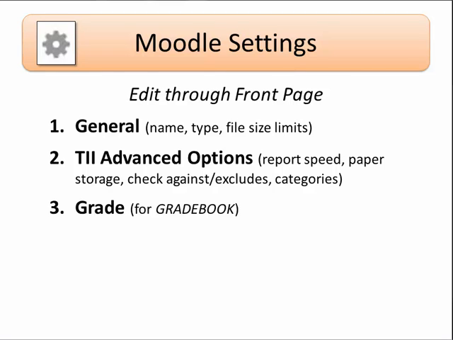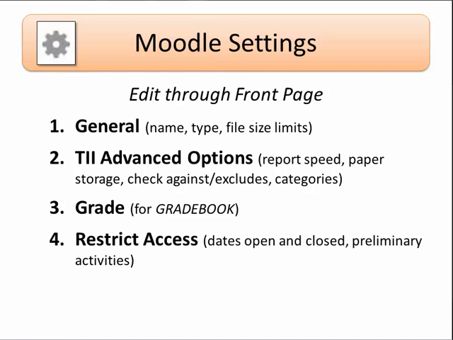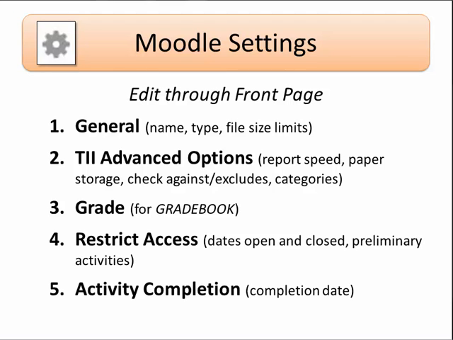and what aspects of plagiarism or grammar you wish the system to look at. As with all assignments, you can set the grade for the gradebook in Moodle, determine when the assignment link is active, allowing students to submit their work, and set up any restrictions, such as required preliminary activities, before the work can be submitted. Finally, for calendar purposes, you can set when the activity should be accomplished. Think of it as a due date.